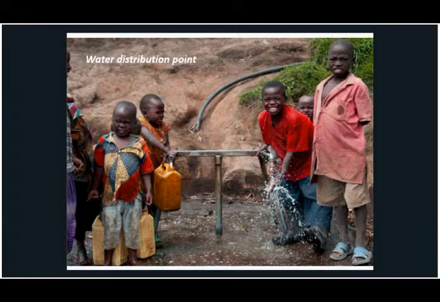So we can notice a few things. Maybe first, children are doing all the work. Perhaps a jerry can full of water could be heavy for a young child, especially over a long walking distance. That may pose a safety and security concern if the water point is located away from the dwelling.